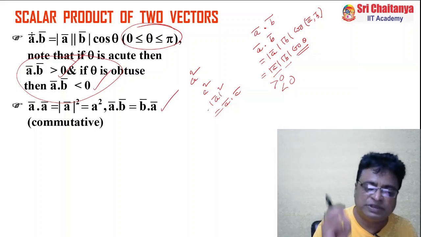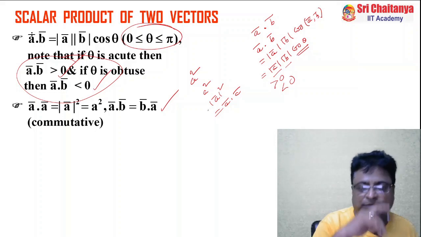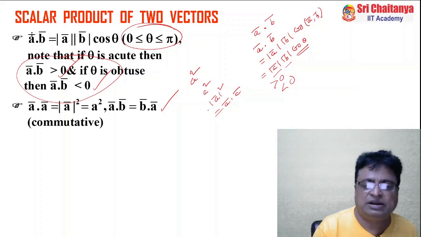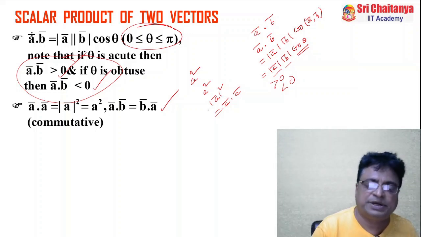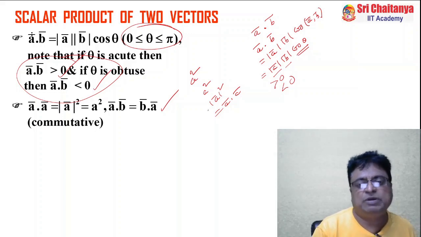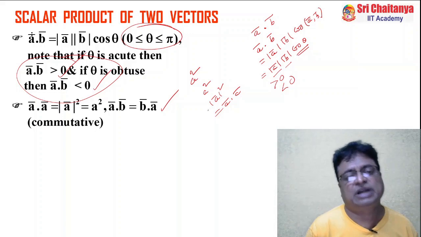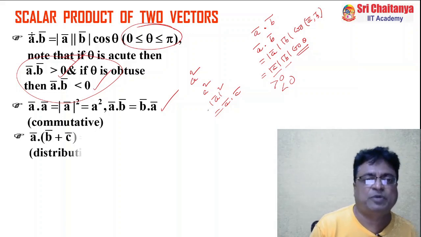That means the dot product is always commutative. Whenever A bar dot B bar equals B bar dot A bar, like ab equals ba in the real number system, multiplication is a commutative operation. Similarly, if a plus b equals b plus a, then addition is commutative. Like that, even in vector algebra, the dot product is commutative. These are the basic properties.